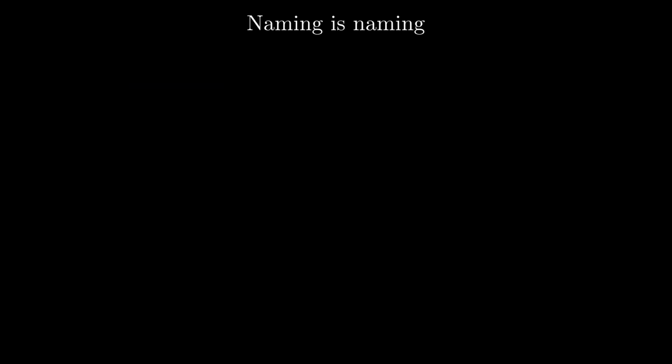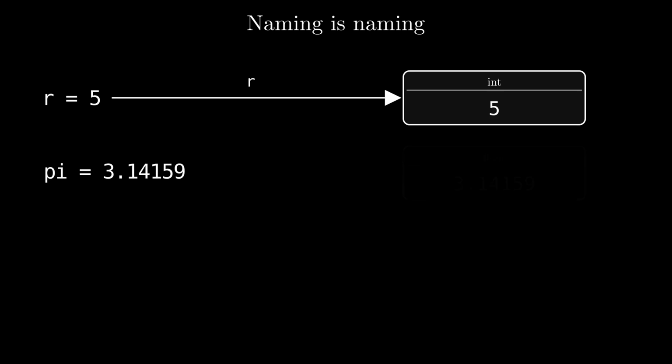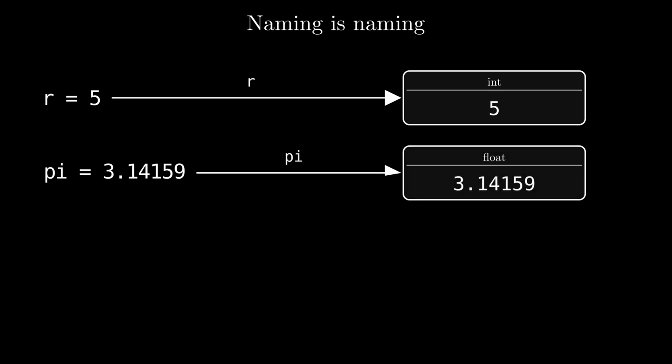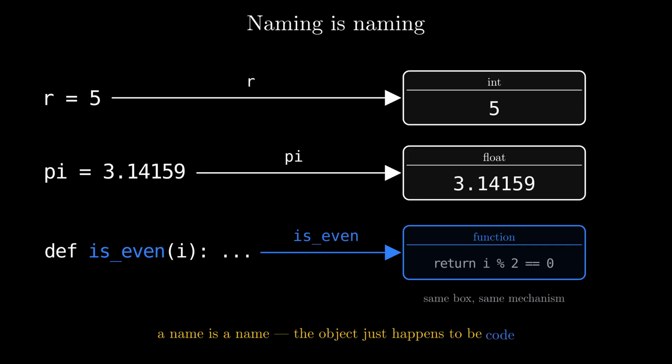This is not special to functions. When you write r equals 5, Python builds an integer object in memory and attaches the name r to it. When you write pi equals 3.14159, it builds a float object and attaches the name pi. A function definition does exactly the same thing. It builds an object and attaches a name. The object happens to be a lump of code instead of a number.